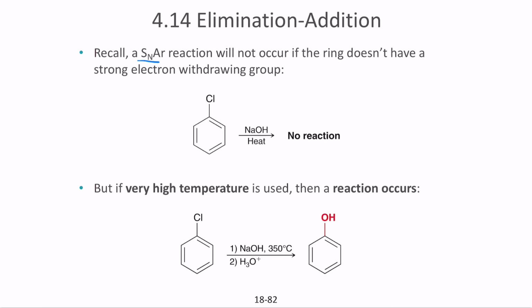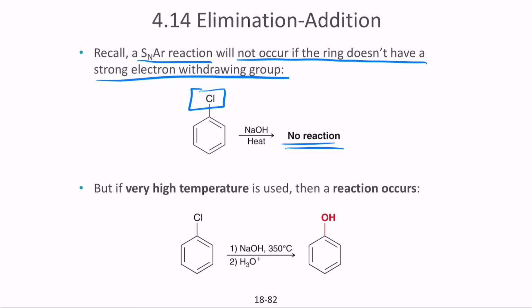Recall that SNAr will not occur if the ring does not have a strong electron withdrawing group. Remember that it needs a strong electron withdrawing group. So here, if just chlorine is present, it cannot undergo the reaction. But you can do this reaction at very high temperatures, and then a reaction will occur and create phenol.